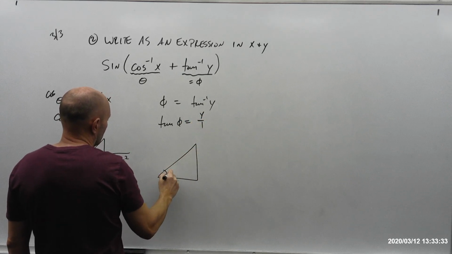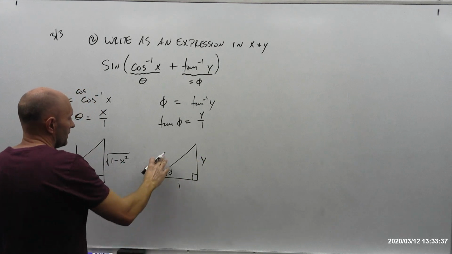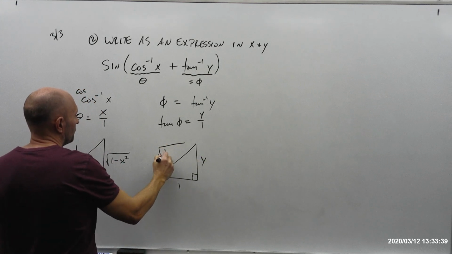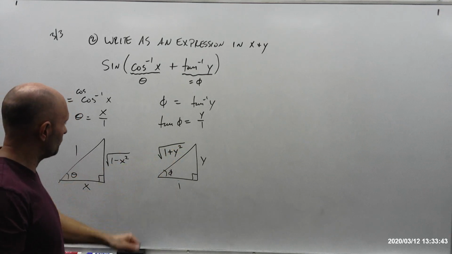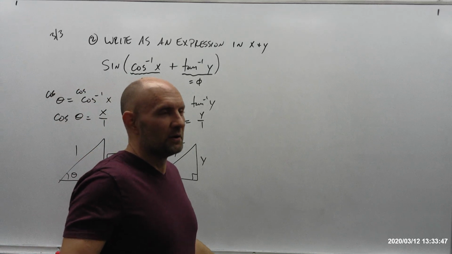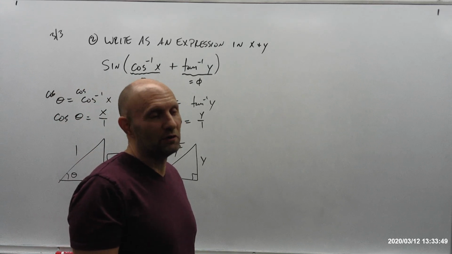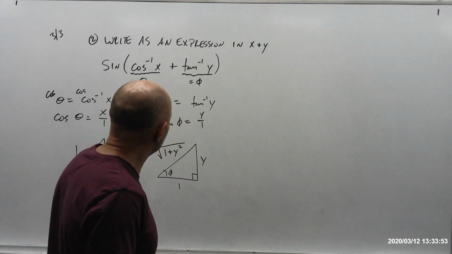Build this triangle. Tangent is opposite over adjacent. I'm looking for the hypotenuse, so this is going to be the plus: square root of 1 plus y squared. Now here comes the step. Hopefully I've said this so many times that you don't forget it anymore, because you're like, oh, this guy telling us don't forget it. I get it.